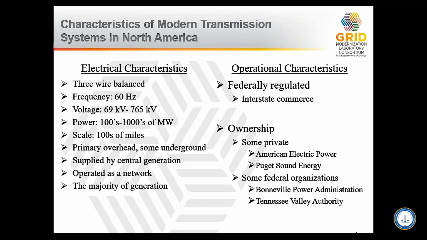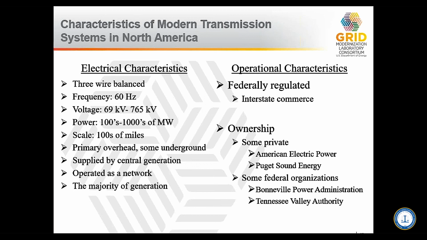This system is operated as a network, meaning that it is a mesh system with multiple paths in the system. And this is very important for both reliability and resilience, because if you lose any one element, it shouldn't cause a loss in load. This is referred to as an N-1 criteria. The majority of generation in the country is tied at the transmission level. We're starting to see more going at the distribution level, but currently it's primarily at transmission.